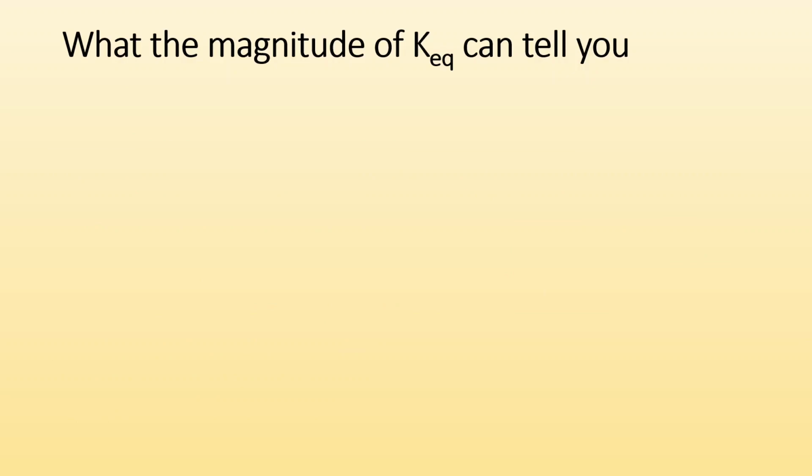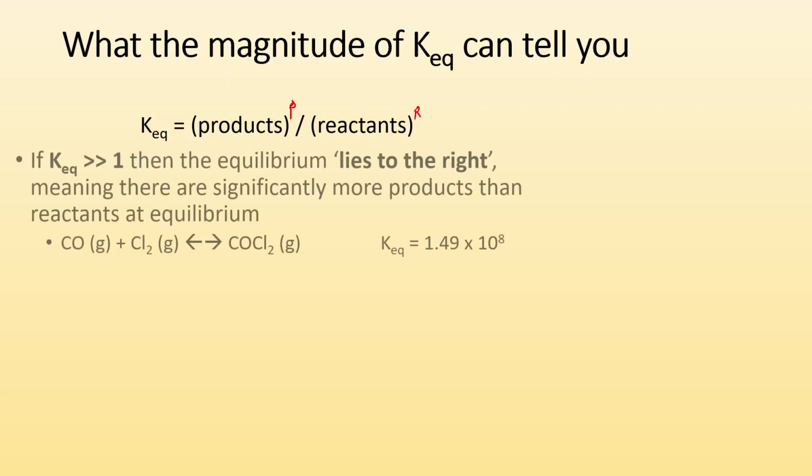All right, so what does the magnitude of KEQ tell you about how big or how small? If it's really big, what's that tell you? If it's really small, what's that tell you? So we know that the KEQ is typically the products to the power of whatever they are, divided by the reactants to whatever the power they are from their coefficients. So it's products over reactants. So if KEQ is significantly bigger than 1, if it's a really big number, then the equilibrium lies to the right, meaning there are significantly more products than reactants at equilibrium.